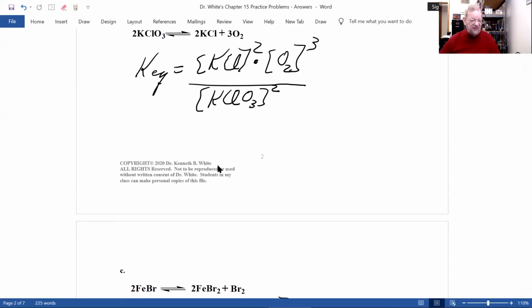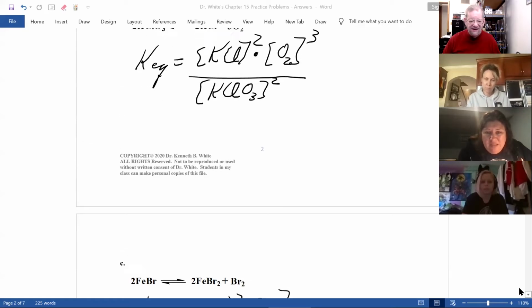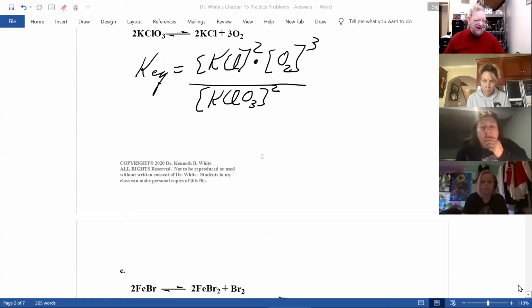Why don't you write the coefficient? Let me move this. I make you work today. Can everybody see the bottom of the screen? 2FeBr2 equilibrium 2FeBr2 plus bromine. Can you see that okay? At the very bottom of the screen. Can you see it, Biljana? All right. Hold on.